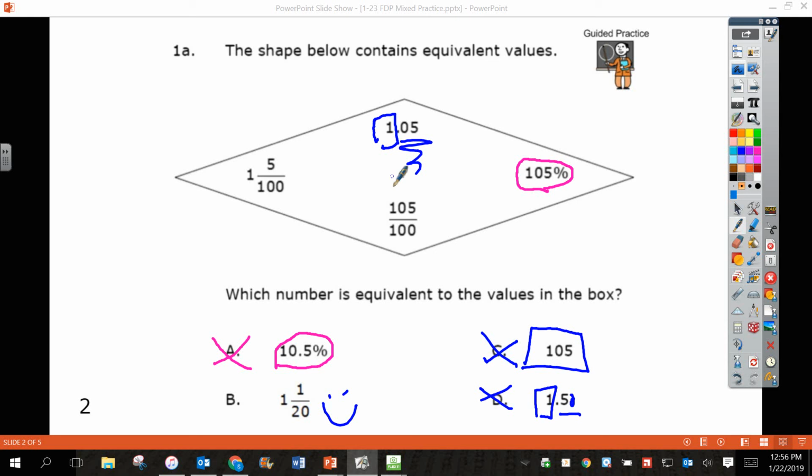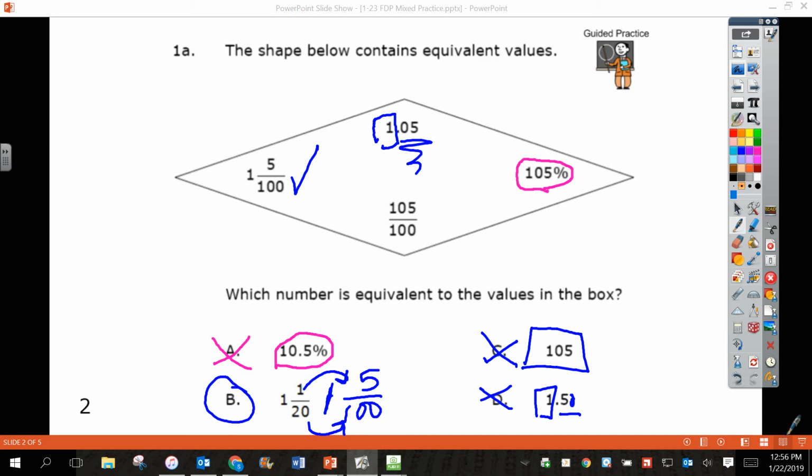1 and 1/20. If I take 1 and 1/20 and increase it to be 1 whole and a fraction over 100, how does 20 get to 100? Times 5. So what's 1 times 5? 5. So that would be 1 and 5/100ths, which matches exactly right here. B is our equivalent value.